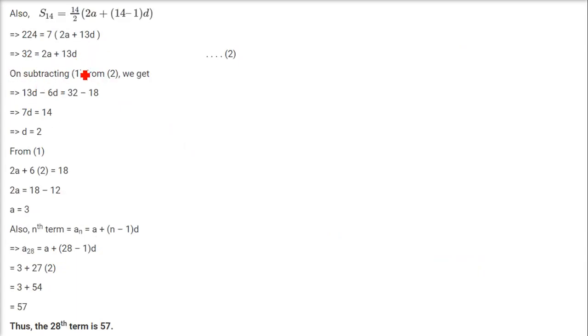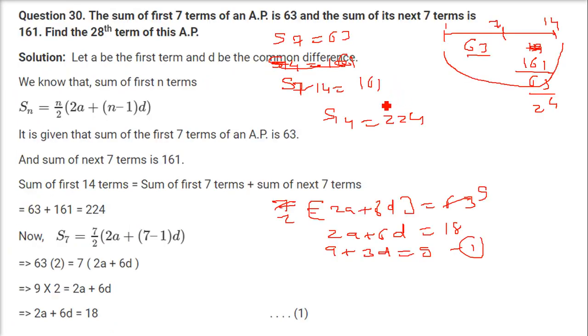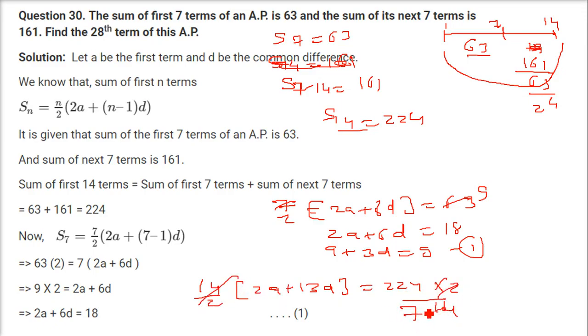Now let us come to the second equation. Second equation is what? See, S14 is 224. So S14, that is 14 by 2 into 2a plus 14 minus 1, which is 13d, equal to 224, right? So you can just take this here. 2 7s are 14 and 7 3s are 21, 7 2s are 14. So 2a plus 13d equal to 32.